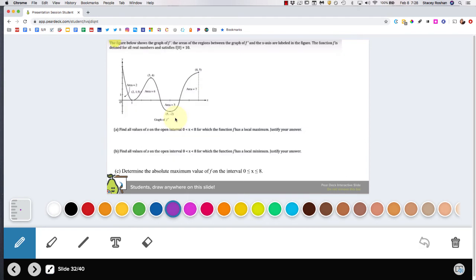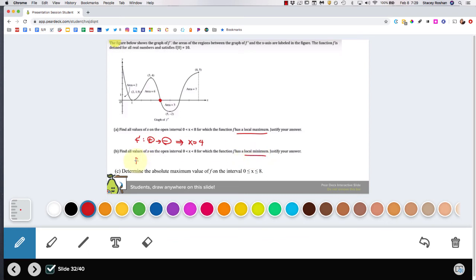This problem you have seen 1,000 times, and I'm going to do it for the 1,001st time because it's important. Find all values of x on the open interval for which the function has a local maximum. So a local max is where f prime changes from positive to negative. This is the graph of f prime. They tell us it's going from positive to negative right there at x equals 4. That's my justification. That's all I need.